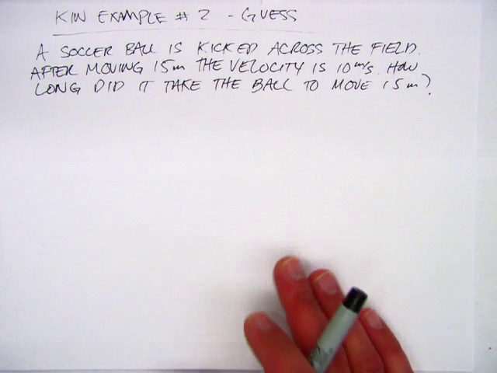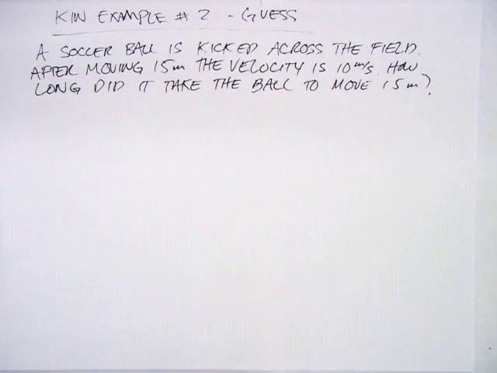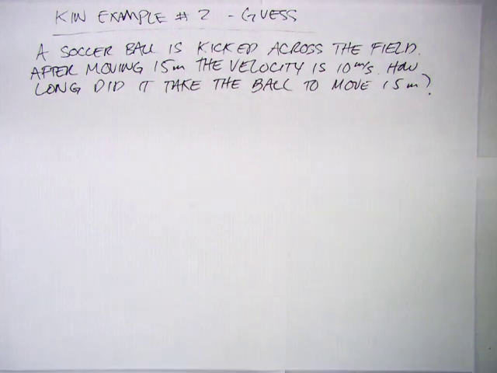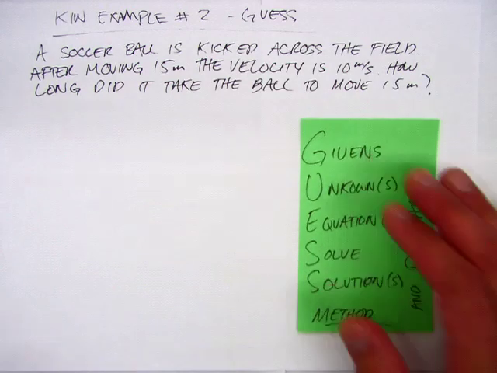So the soccer ball is rolling across the field. After moving 15 meters, the velocity is 10 meters per second. How long did it take the ball to move that 15 meters? So let's go straight to our process, okay?